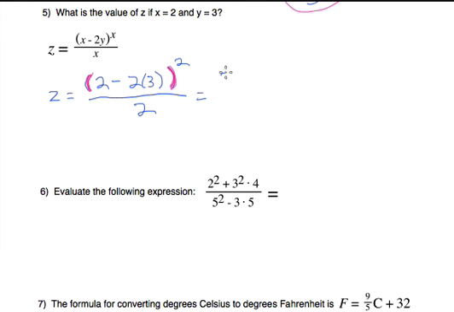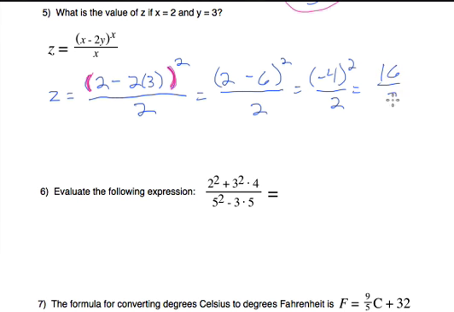So let's write that. Let's do it step by step. 2 minus 6. We're going to square that over 2. And then we know that 2 minus 6 is negative 4 squared over 2. And we know negative 4 squared is positive 16 over 2. And that equals, you guessed it, 8. Easy.